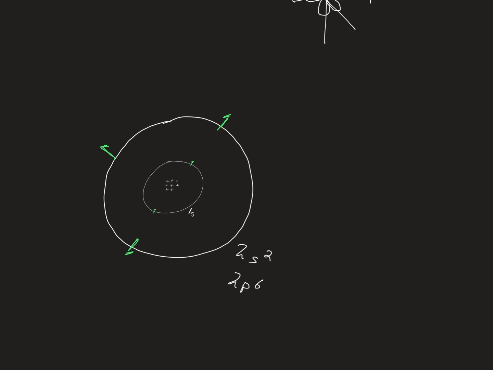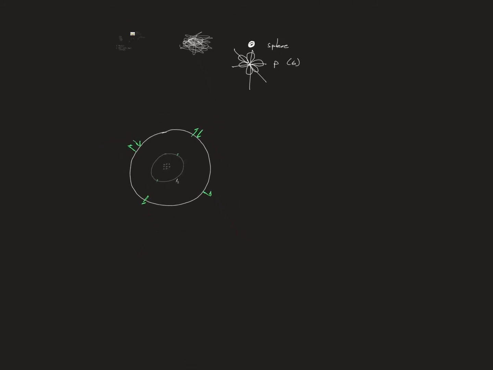So 1, 2, 3, 4. 2 in the first shell, 2s. Then the p shells start to fill in. 5, 6, and that's it. I put 1 up, 1 down because that helps them get close to one another. Let me erase this. But there's 6 electrons that can form 8.